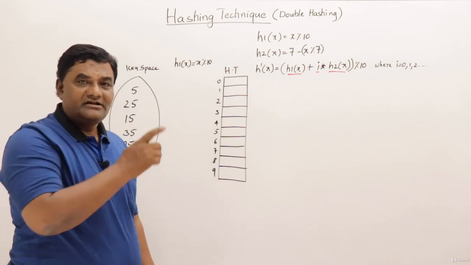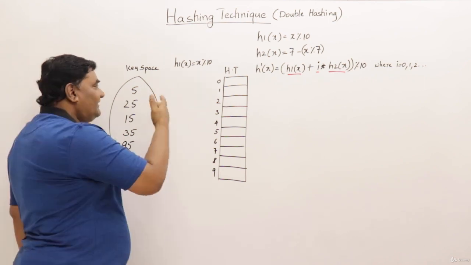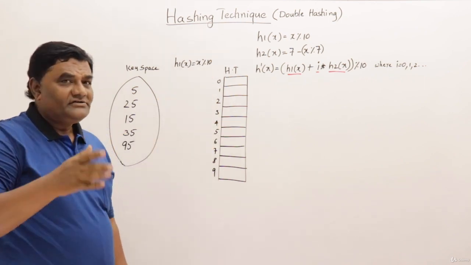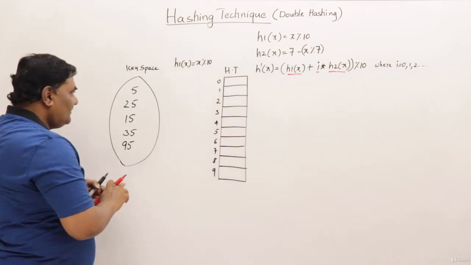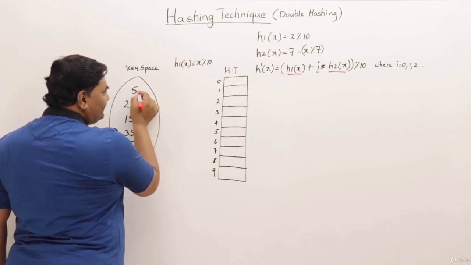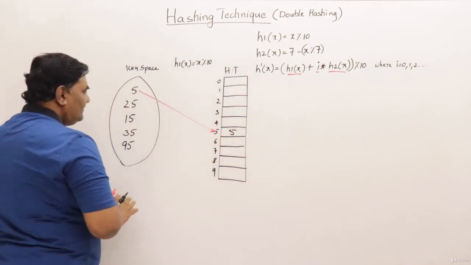So for demonstrating double hashing, I already have a key space and the hash table ready. Let us map these keys on the hash table using this double hashing. So let us start. First key is 5. 5 mod 10 is 5 only. So this is mapped on location 5. So 5 is stored here.